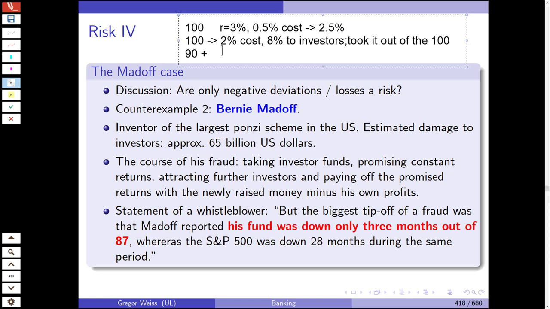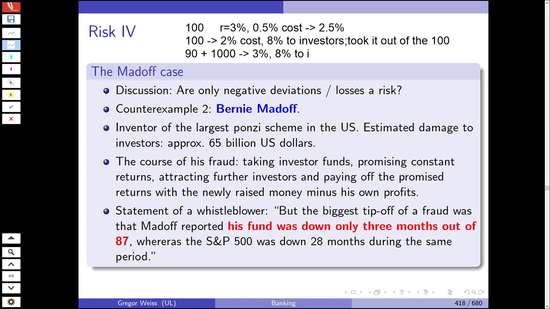So suddenly people came and gave him, let's say, $1,000. And then he again took out 3% cost, 8% again to investors. And he paid out the returns to his investors from the new fund inflows of new investors. He never invested this money. And this is the Ponzi scheme. And as you can see, this only works if the snowball gets larger and larger. Problem was that at some point, the financial crisis happened. And during the financial crisis, all those investors wanted their money back. And Bernie Madoff didn't have any money.